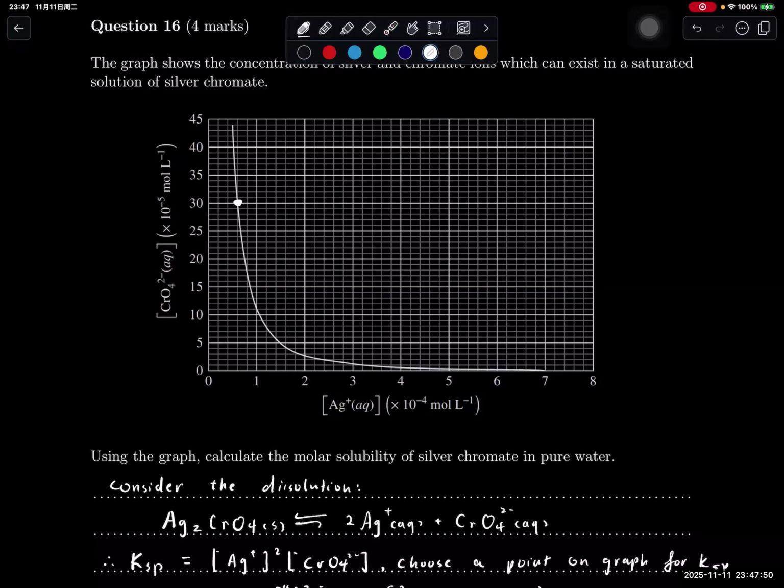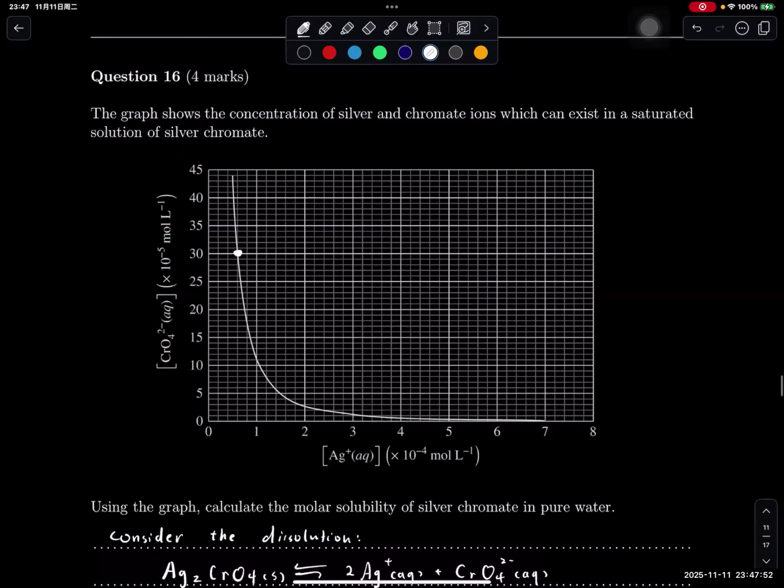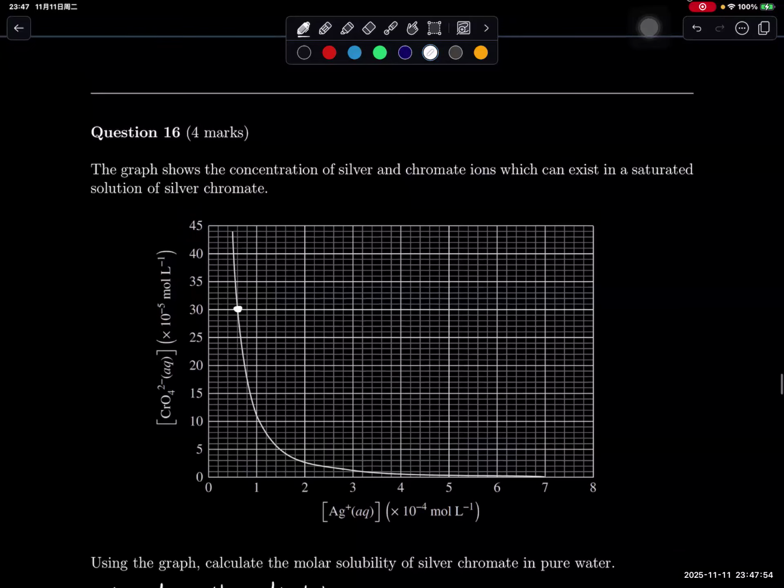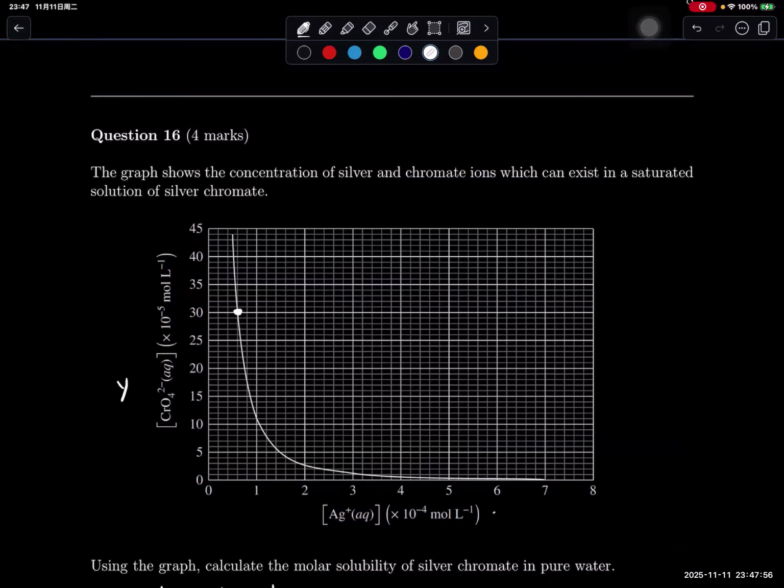If you were to write down the chemical reaction, say that's the Y and this is the X, then the KSP equals silver ion squared, so X squared times Y. KSP is a constant, so you can say Y equals K divided by X squared, and this relationship satisfies this function right here.